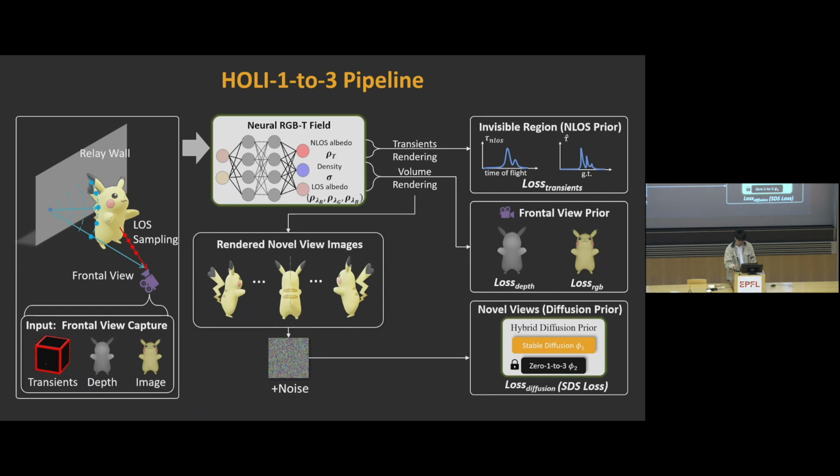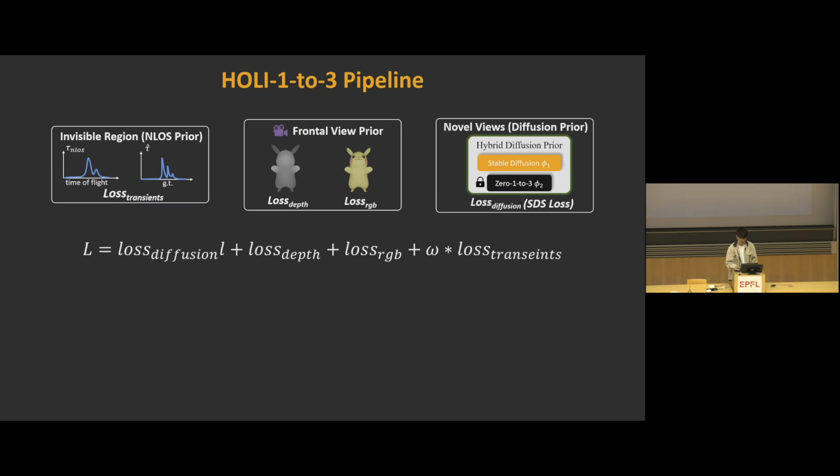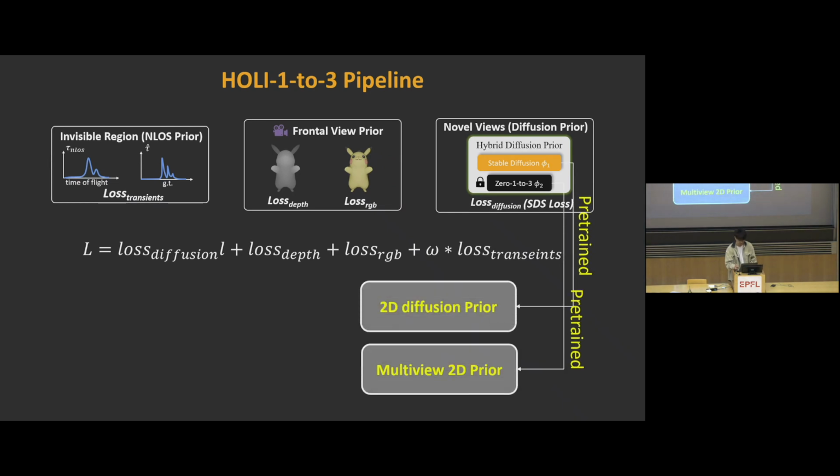We also render novel view images and use 2D diffusion models as hybrid diffusion priors. We use a score distillation loss, which is also called SDS loss, for the novel view, which incorporates a pre-trained 2D diffusion model as prior in optimization. We optimize the neural field with all three losses. A hyperparameter controls the weight of the transient loss. In this paper, we blend two diffusion models for the SDS loss, including Stable Diffusion and a view-conditioned diffusion model from Zero 1-2-3.